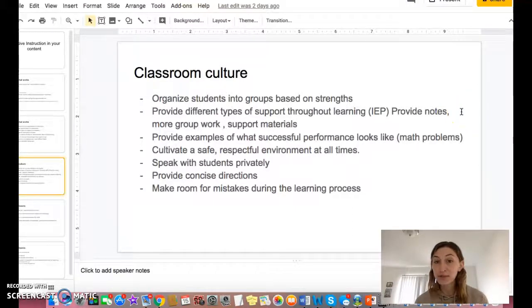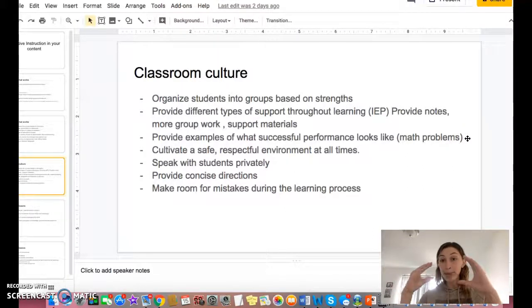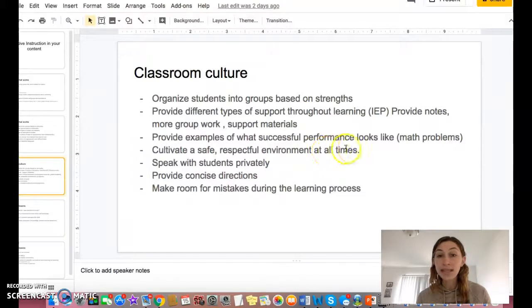Provide different types of support throughout learning. For students with IEPs, it really helps when you provide them with their own notes as opposed to having them write down their notes. It keeps everything more organized. Provide examples of what successful performance looks like. So when solving a problem, instead of skipping through steps, write each step by step, so students understand the work that you want them to show maybe on a test. Cultivate a safe, respectful environment at all times. Just being a respectful teacher.